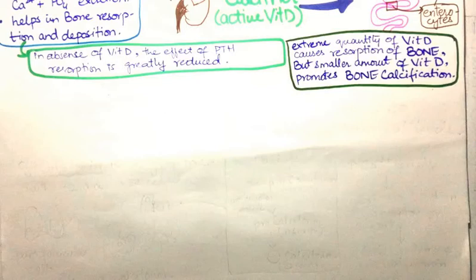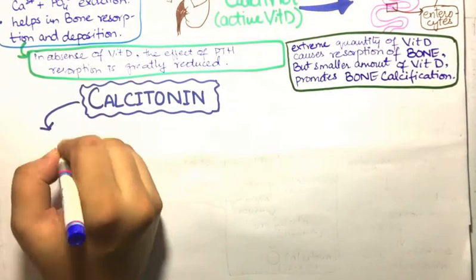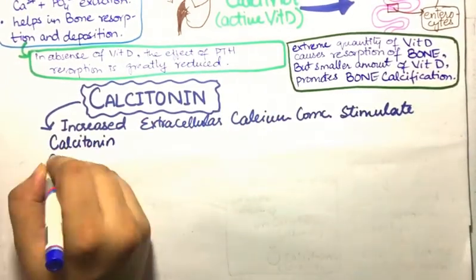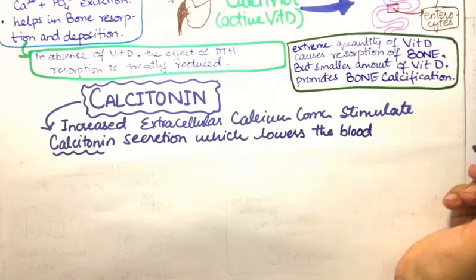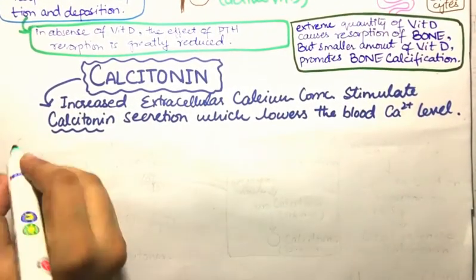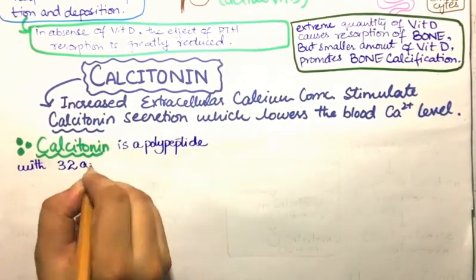Another very important hormone we are now going to study is calcitonin. Calcitonin is triggered when increased extracellular calcium concentration stimulates calcitonin secretion, which lowers the blood calcium level. So, calcitonin acts opposite to the parathyroid hormone and vitamin D.